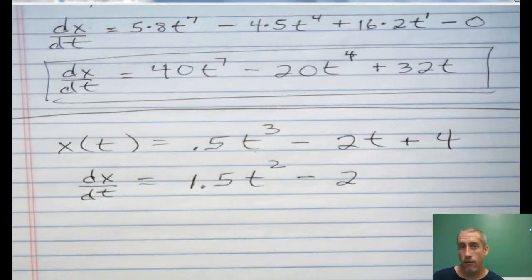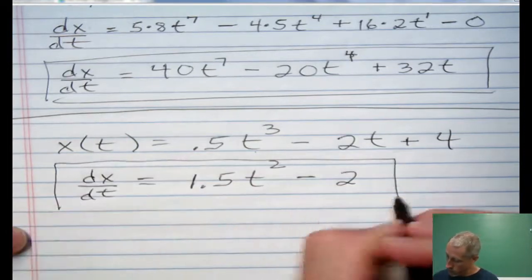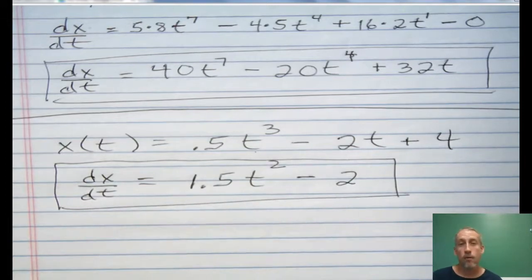And then we ended our function with a plus 4. Plus 4 is a constant. When we take the derivative of a constant, we just get 0. So we don't include that in our final derivative. So the simplest form, as I've written here, 1.5 t squared minus 2.